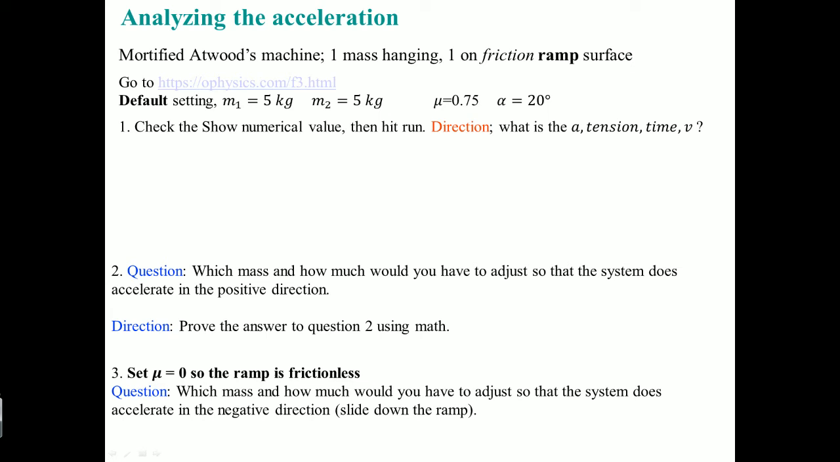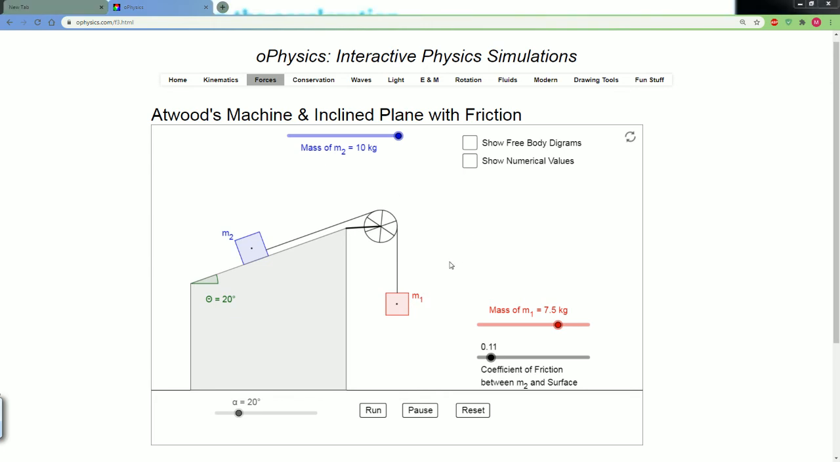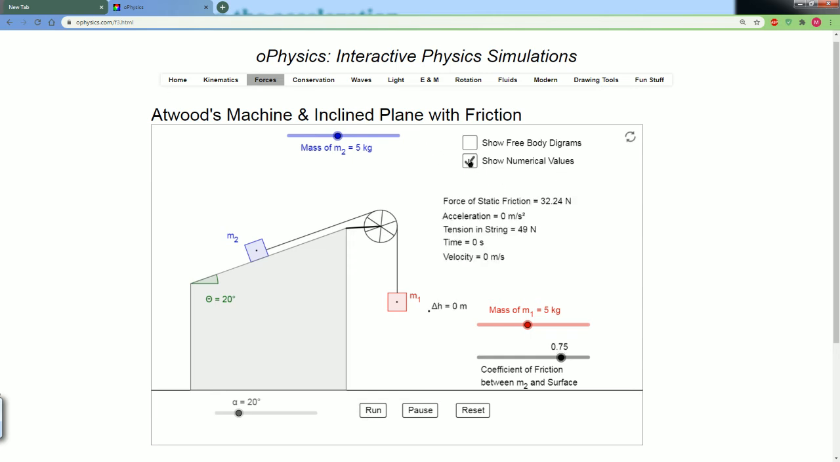Now we are going to go back to the website and put these values in. All right, so it says here mass 1 is 5 kilograms, mass 2 is 5 kilograms, so let's go to 5 kilograms here. The friction is 0.75 and the theta here is 20. Perfect. It says click on show numerical value and hit run. What the hell? The acceleration is 0.